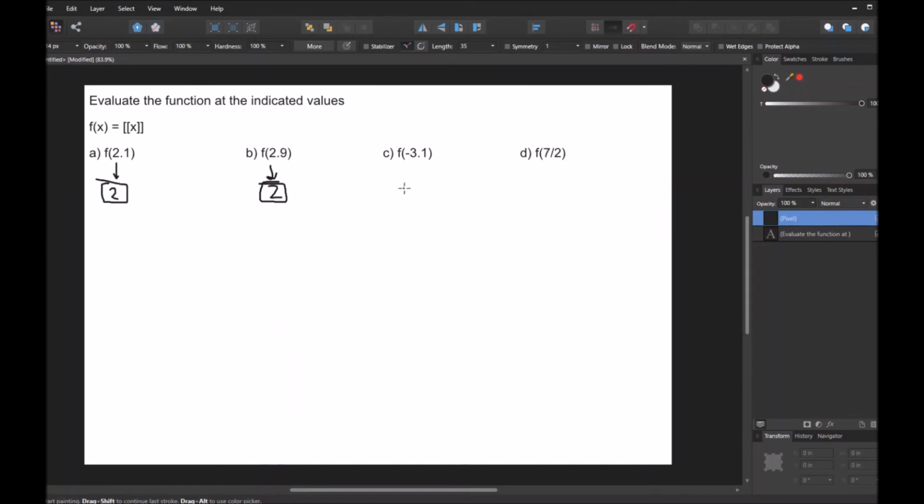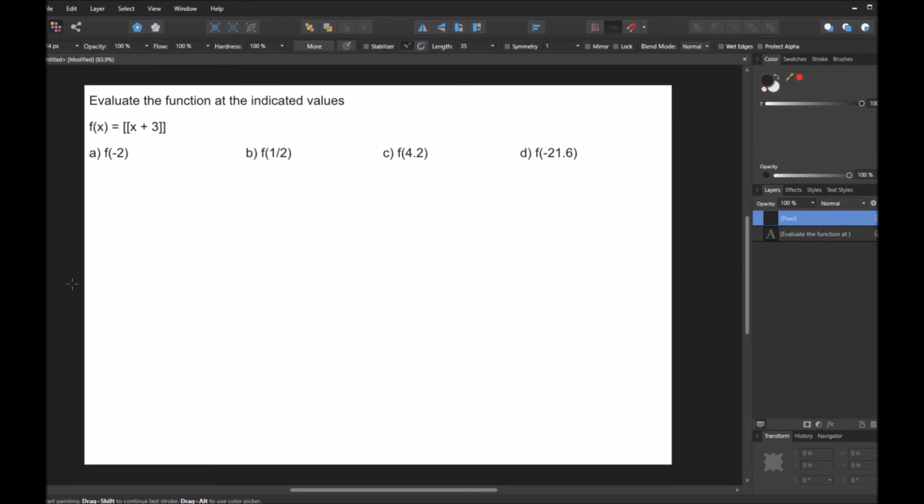f of -3.1 might seem a little bit tricky. You might want to round it to -2 because you're thinking that, oh, 2 is less than 3, so -2 is less than -3. But what we have to remember here is that on a number line, it's kind of going backwards in the negative space. So -4 is actually smaller than -3, and -2 is larger than -3 because it's closer to 0. So in this one, f of -3.1 would be -4. And then f of 7 halves is the same thing as 3.5, so we'd round that down to just 3. And that's how you do those ones.